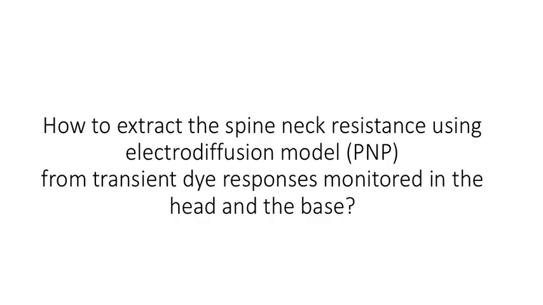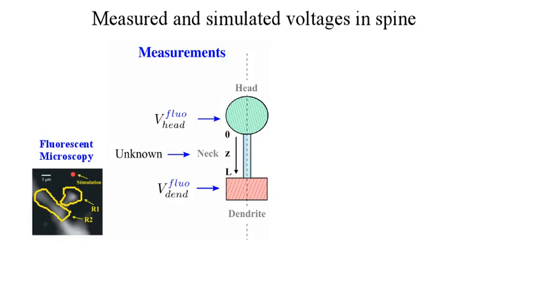So the main question we are interested in here is how to extract the spine neck resistance using an electro-diffusion model, PNP, Poisson-Nernst-Planck, from the transient dye responses monitored in the head and the base of a dendritic spine. So specifically, let me show you the framework for this.